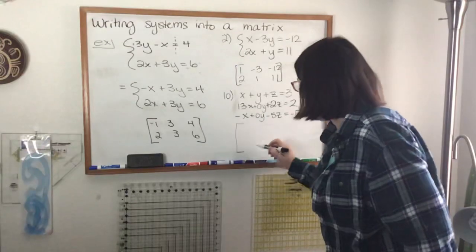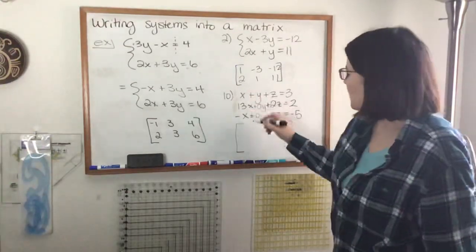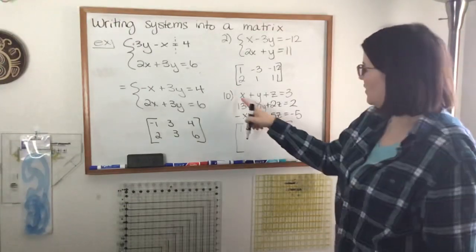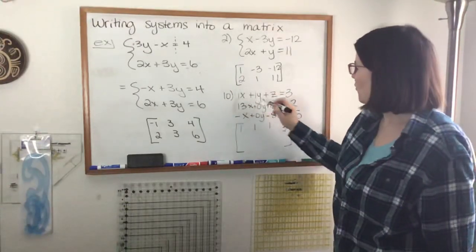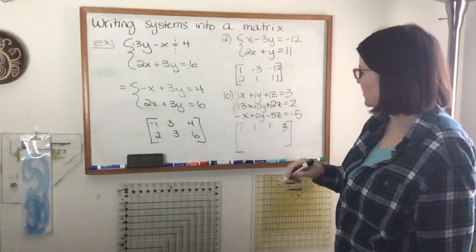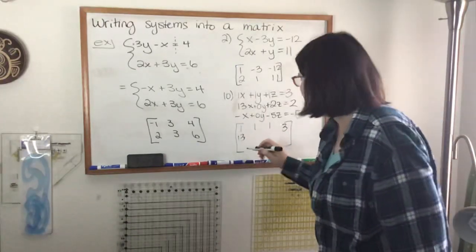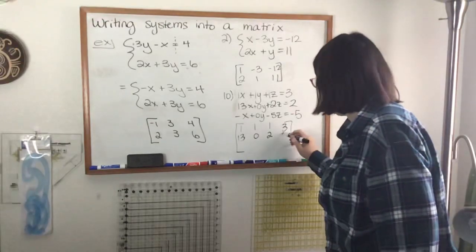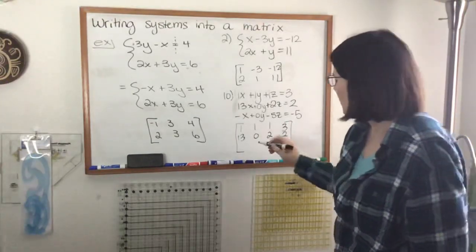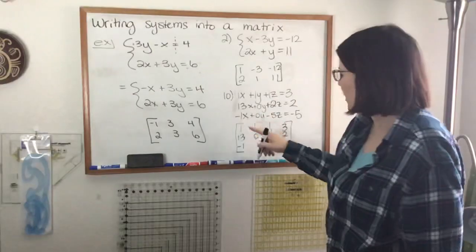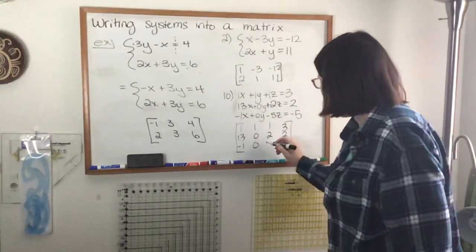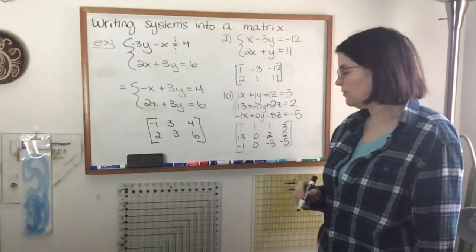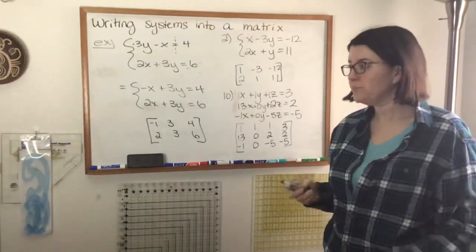So when I write my matrix, I'm going to put 1, 1, 1, 3, right? 1 on the x, 1 on the y, 1 on the z, and then 3 is the answer. Then I'm going to have 13 for the x, 0 for the y, 2 for the z, and 2 for the answer. Then I'm going to have -1 for the x, 0 for the y, -5 for the z, and -5 for the answer. All right, so that's problem number 10.